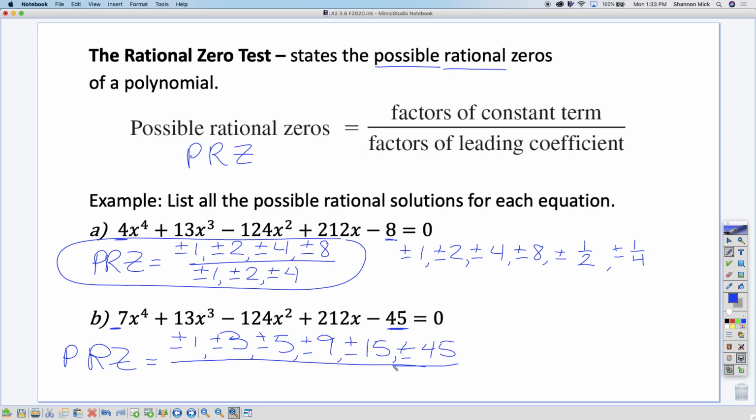Okay, so over what? 1 and 1. Plus or minus 1 and plus or minus 7. So this one, I would have 1, 3, 5, 9, 15, 45, but I'd also have what? 1 seventh, 3 sevenths, 5 sevenths, 9 sevenths, 15 sevenths, and 45 sevenths.